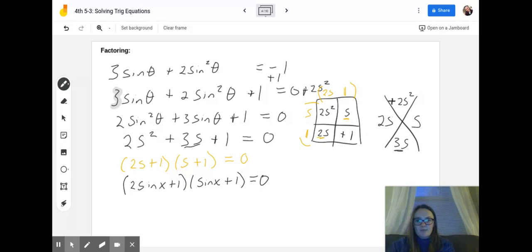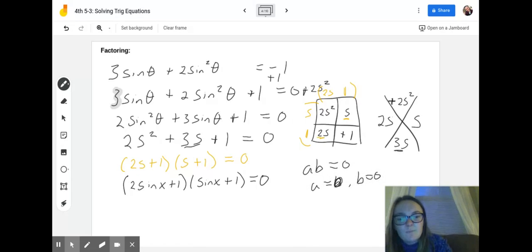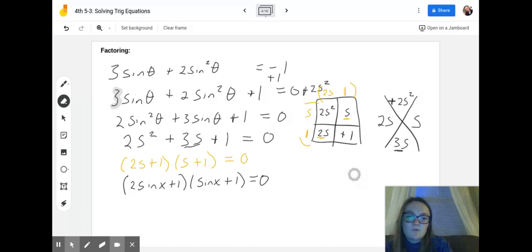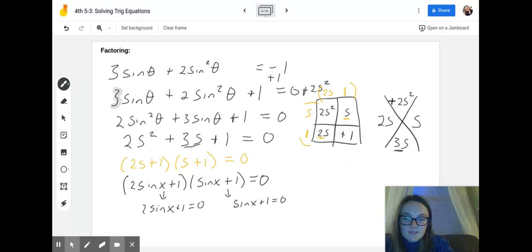So what I want to talk about real quick is what's called the zero product property. If I have a function, a times b is equal to 0, either a equals 0, b equals 0, or both equal 0. That's called the zero product property. So what I can do here is set both of these factors equal to 0, and that's going to be my solution. So I'm going to set 2 times sine x plus 1 equal to 0, and I'm going to set sine x plus 1 equal to 0. These are going to give me my solutions.